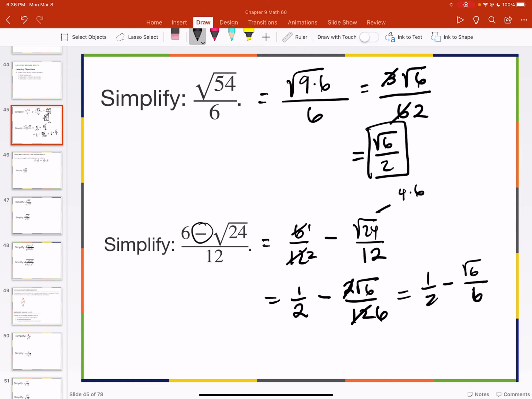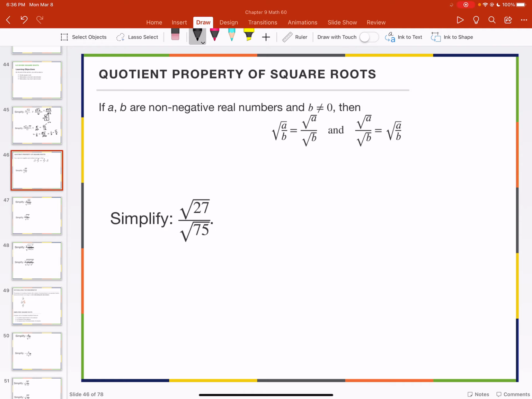All right. Quotient property of square roots. The quotient property basically says if you're taking the square root of a fraction, you can also rewrite it as the square root of the numerator over the square root of the denominator. For example here, it's already separated, so I can reduce this to square root of 9 times 3 over square root of 25 times 3. And then this becomes 3 root 3 over 5 root 3. The root 3's are the same, so they can cancel, and your answer is 3/5.